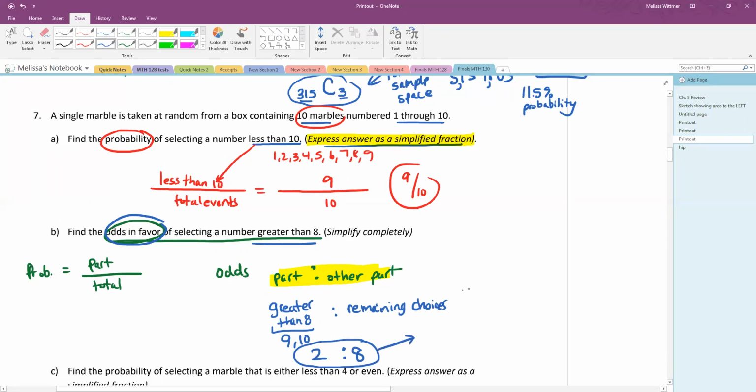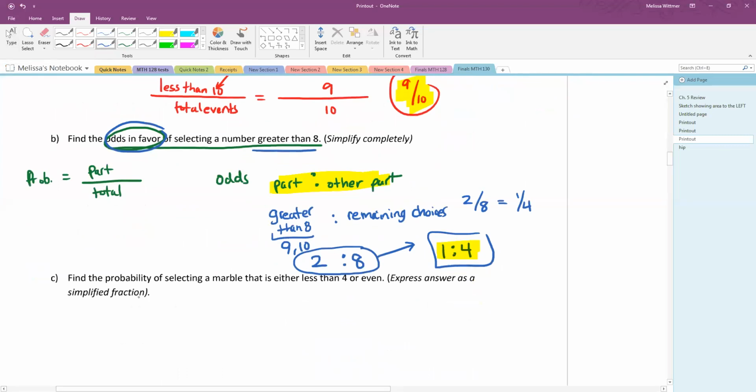Now this simplifies just like you simplify fractions. 2/8 simplifies to 1/4. So this would simplify to the odds 1 to 4. So very big difference in how you write the answer. Probability can be a fraction and odds is part to part.